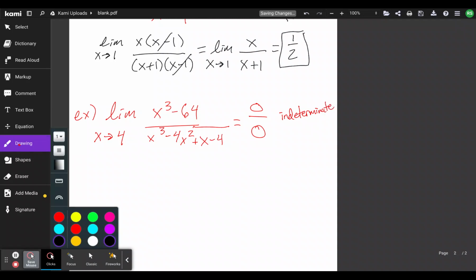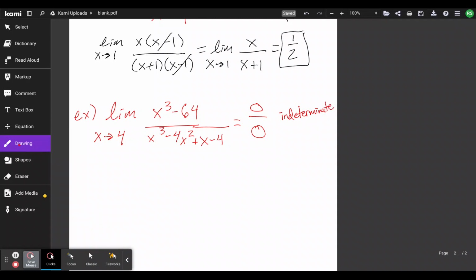Further investigation involves us simplifying. In the numerator, we have difference of cubes. We have x to the power of 3. The cubed root of 64 would be 4. So we have x minus 4, x squared, plus 4x plus 16. So I've used the difference of cubes.